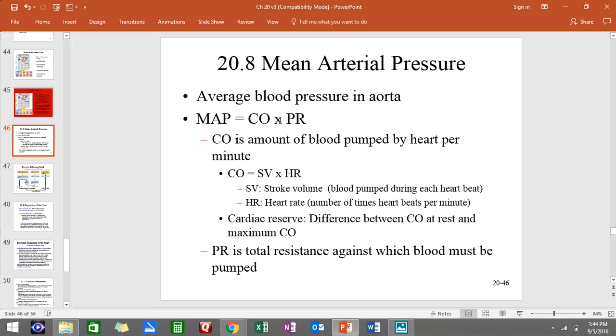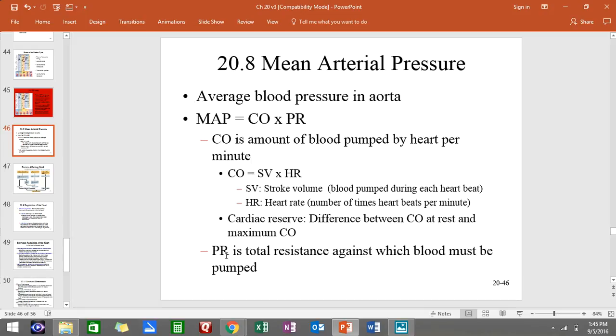Peripheral resistance is the total resistance against which blood must be pumped. So imagine this, you have a tiny hose that's 2 feet long, like a snorkel, and you got to blow the water out of your snorkel. Easy. But what if your snorkel were 15 feet long, you had that whole column of water above you? Would it be much more difficult to push it out? Yeah, sort of in the same way.